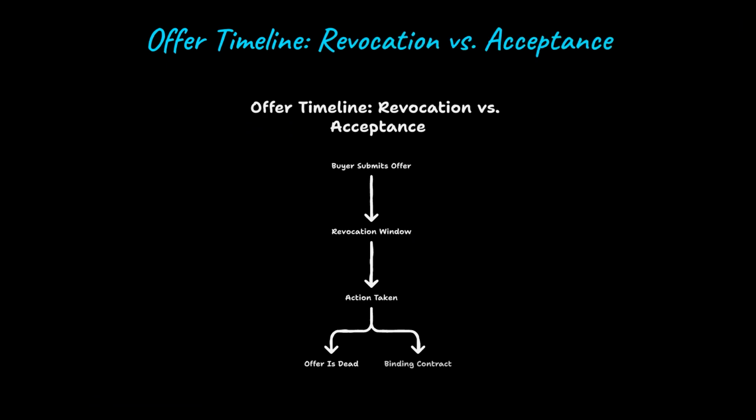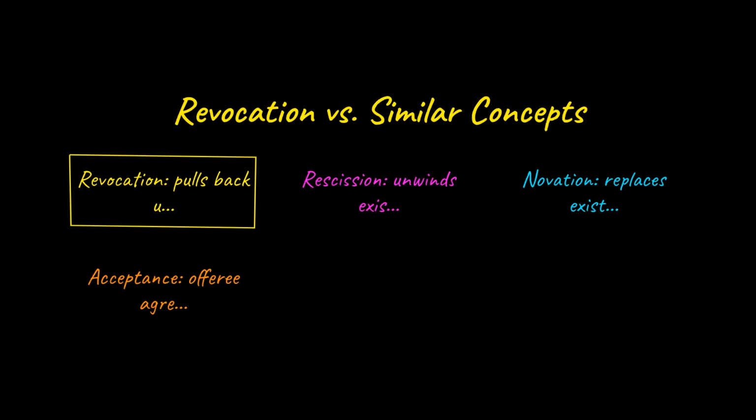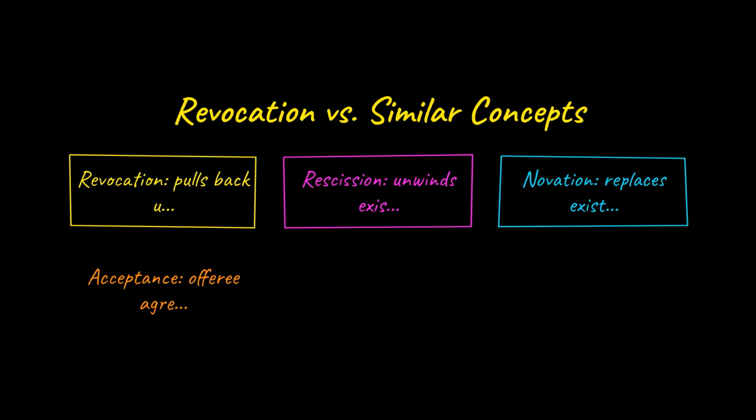Picture the offer sitting on a timeline. From the moment it is made, there is a window during which the buyer can revoke. The instant the seller accepts, that window closes, a contract exists, and the buyer is bound. Examiners often test whether you can separate revocation from three look-alike concepts. Rescission unwinds a contract that already exists. Novation substitutes a new party or agreement into an existing one. Acceptance is the offeree saying yes, the exact opposite of the offerer pulling the offer away.